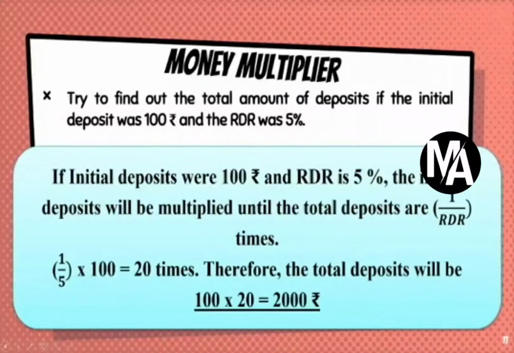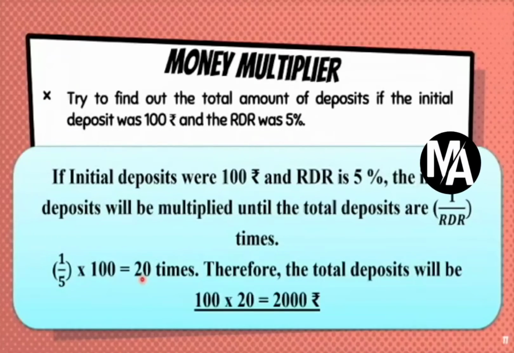So let's solve the first problem. In the first problem, try to find out the total amount of deposits if the initial deposit was rupees 100 and the RDR was 5%. So now the initial deposit is 100 and the RDR is 5%. The formula is 1 by RDR times. The initial deposits will be multiplied until the total deposits are 1 by RDR times. Here 1 by RDR is 1 by 5 into 100, that is 20 times.